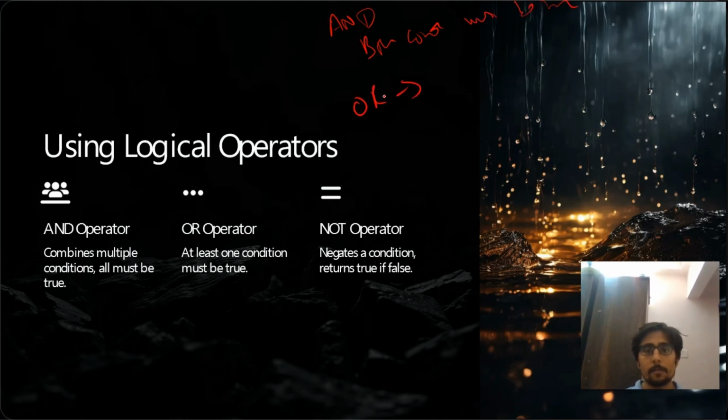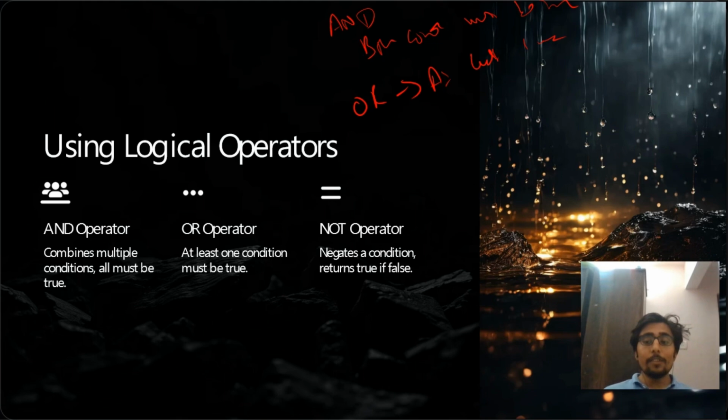OR operator, at least one condition must be true. For example, select name from the employee table where department is HR or department is IT. It will fetch all the records where either department is IT or HR, so it gives both. Even if it is IT, it will give it. Even if it is not IT but it is HR, it will give it. But if we use AND there, it will only give records if the department is both HR and IT. So this is the difference between the two.